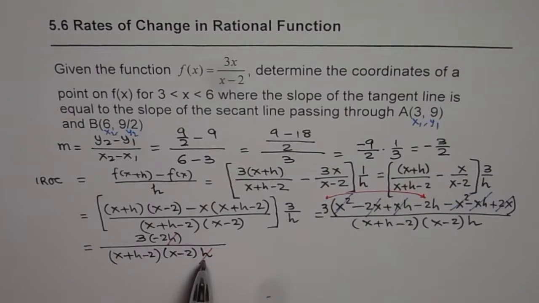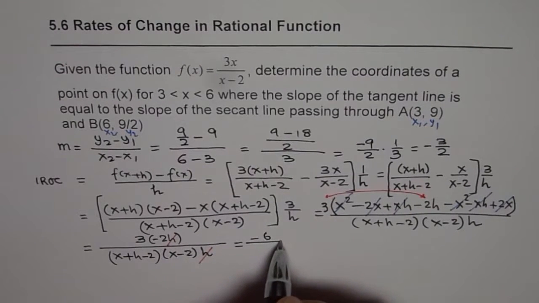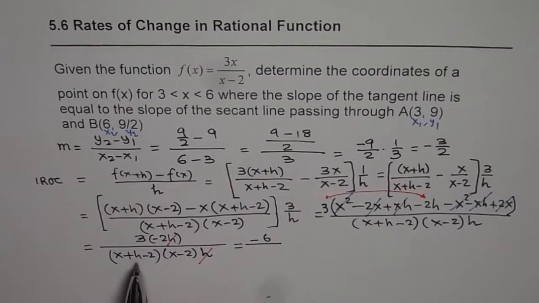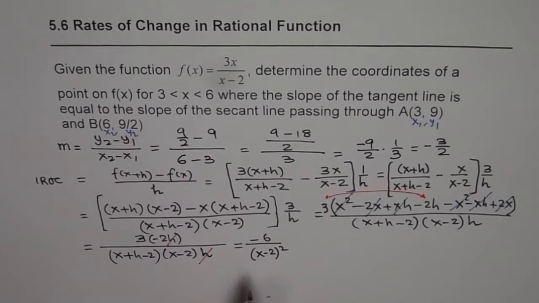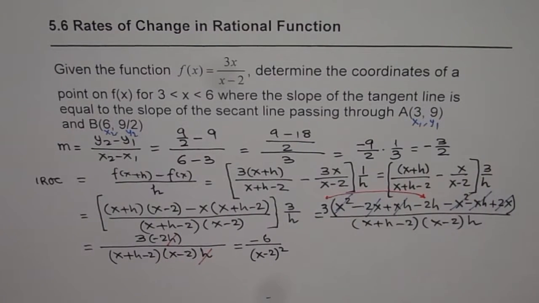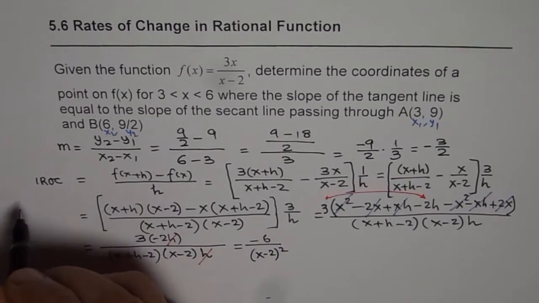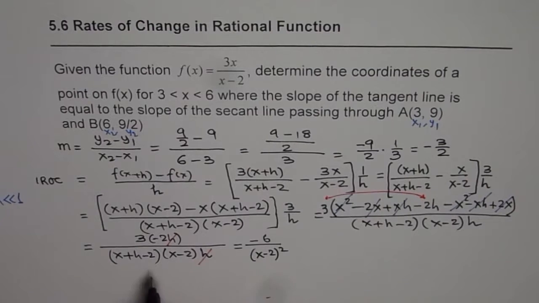Now h is a common factor, so they cancel out. So we are left with minus 6 over, now h approaches 0, we get x minus 2 whole square, correct? x minus 2 whole square. So what we have done is, since we know in this formula that h is very, very small as compared to 1, we equated h as 0 at this stage, correct? That's what you do, right?